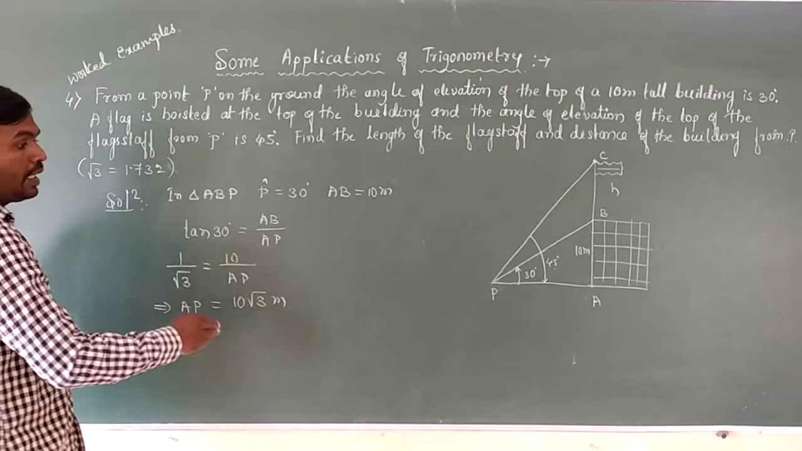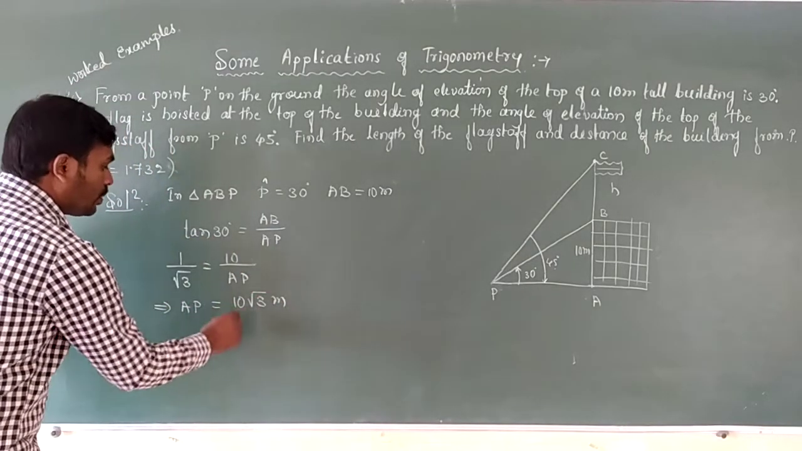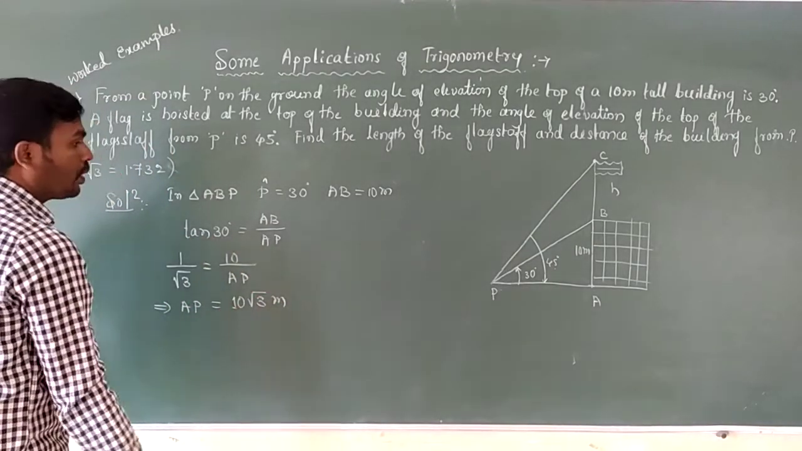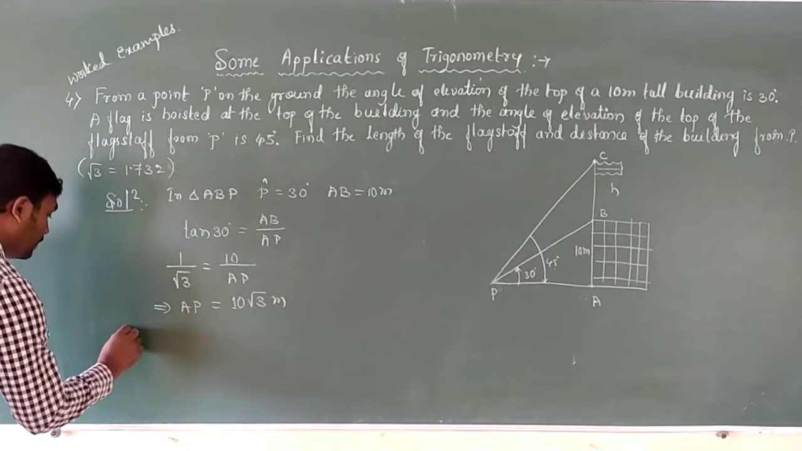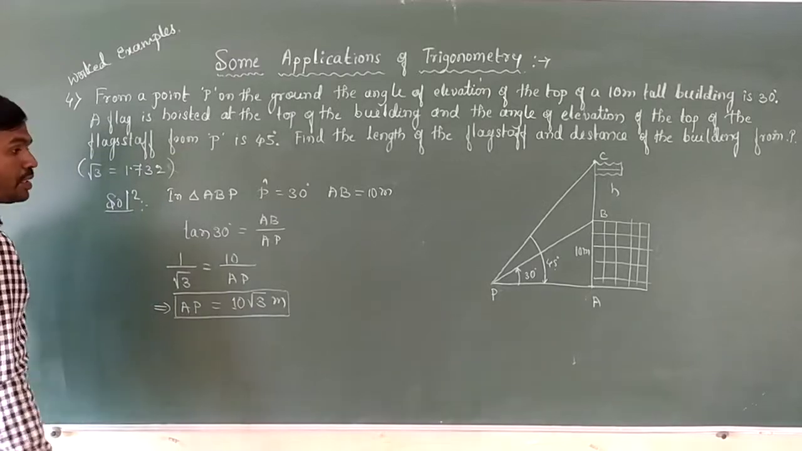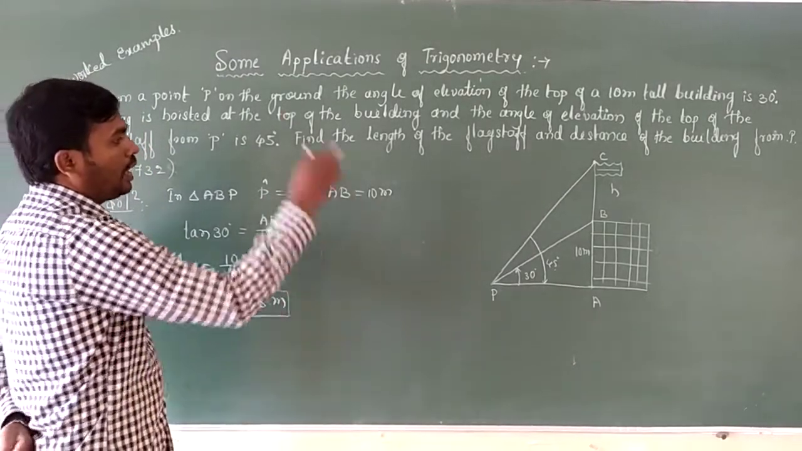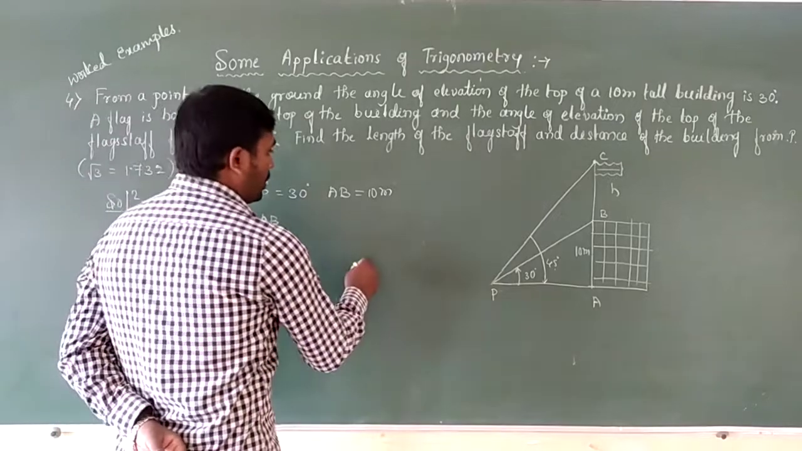That is the distance between the building and the point P. The distance between the building and the point P is 10 root 3 meters. So let us now find the height of the flag post.